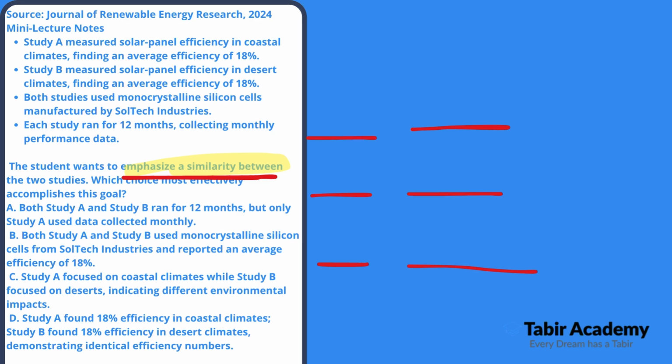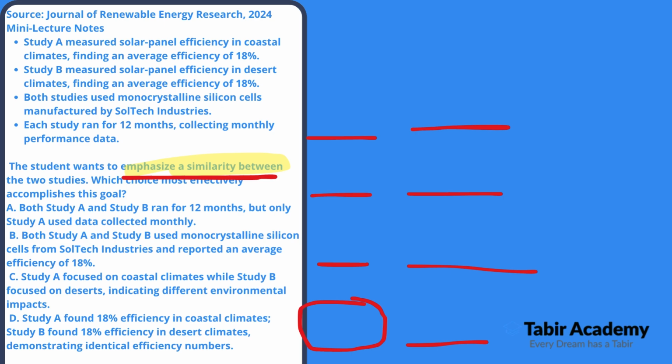Study A found 18% efficiency in coastal climate. Study B found 18% efficiency in desert climates, demonstrating identical efficiency numbers. But it's too narrow. It is mentioning locations, but it is not mentioning the other similarity, which was monocrystalline silicon cells. So we are only left with choice B.